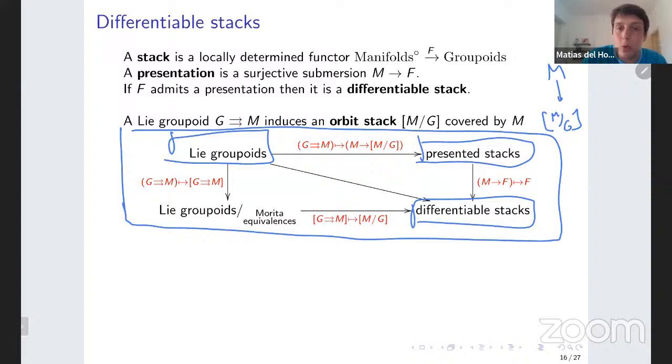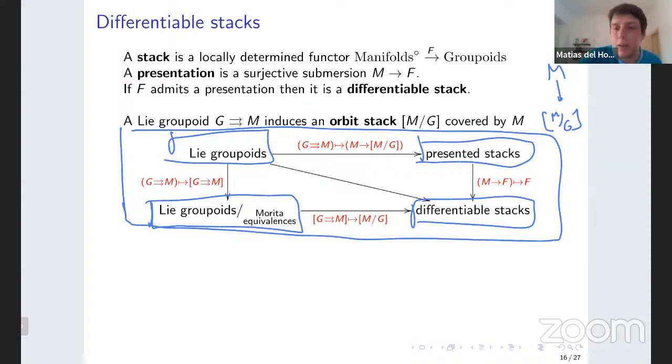So a Lie groupoid is the same as a stack together with a presentation. But if you look at Lie groupoids modulo Morita equivalences, then you get differentiable stacks. What does this "modulo" mean? It's a localization. I'm localizing the category by certain arrows, which are those that are mapped into isomorphisms.